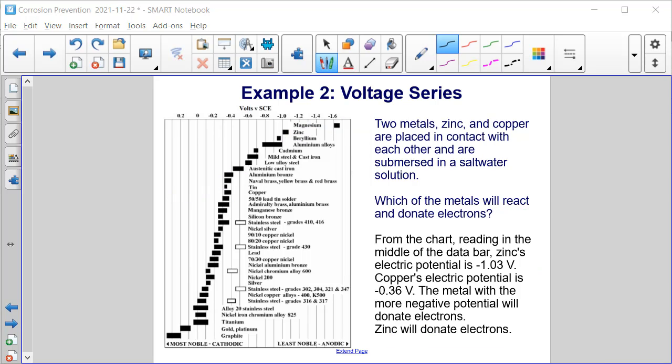From the chart, reading in the middle of the data bar, zinc's electric potential would be minus 1.03 volts. Copper here is minus 0.36 volts. The metal with the more negative potential will donate electrons. So in this case, that will be zinc.